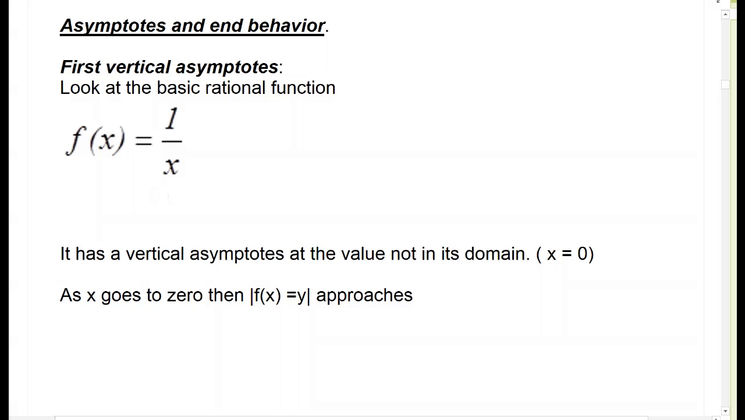Okay, asymptotes and end behavior. In the last example, I walked through a case where there were breaks in my function. We talked about what happened at the breaks, and then we talked about the end behavior, what happened at the tails of my graph.